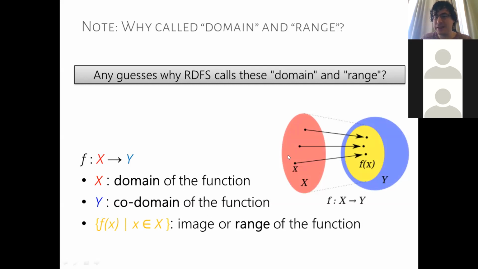So it takes some inspiration from this idea here. This is not to say that properties are functions, because properties don't map one element of x to one element of y. For example, a property such as has child might map one thing to several things, right? But essentially, this is the inspiration behind the names of domain and range.